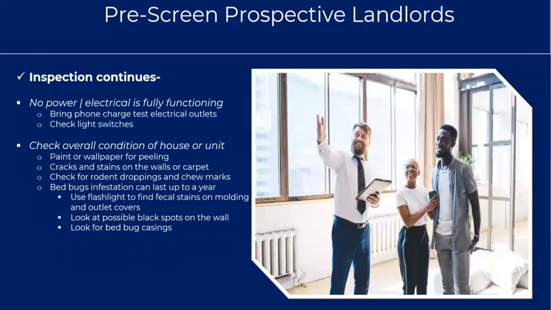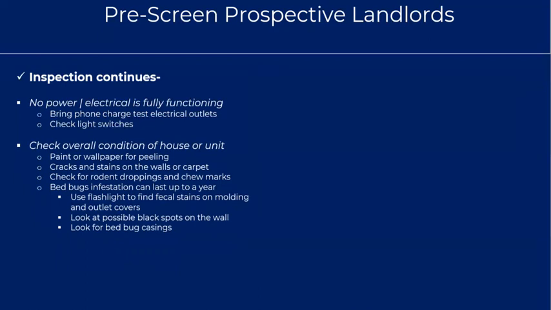Check for rodent droppings and chew marks. One thing people don't know: bed bugs can live in empty units for months, so it's important you check for their presence. Bring a flashlight in order to look for fecal stains on moldings and outlet covers. Bed bug feces are reddish-brown in nature. Also look out for black spots on walls and bed bug casings.